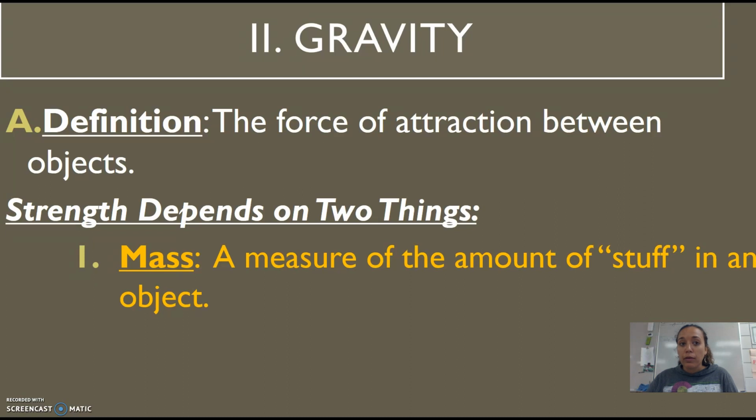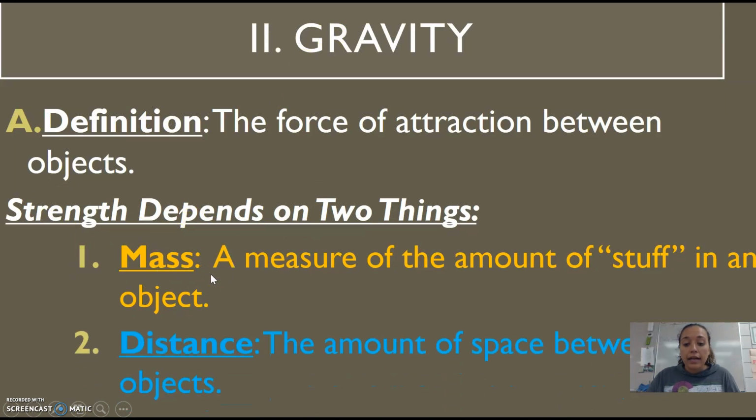So if we were looking at an object, it's filled with structural atoms. How much stuff is inside of that structure? And that would tell you the mass. Okay, so that's your mass. So this will dictate. So the more mass something is, the more gravity it would have.